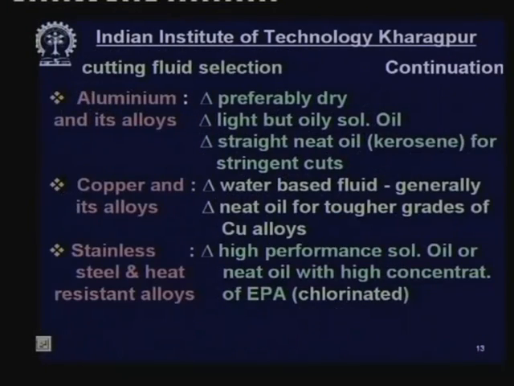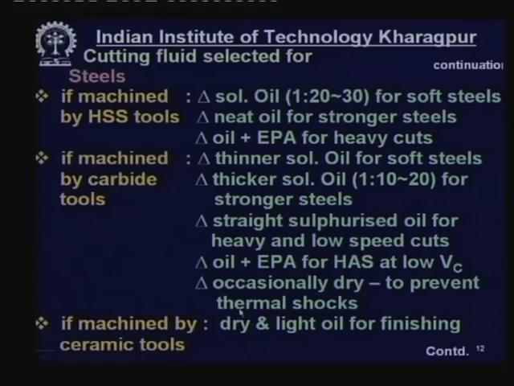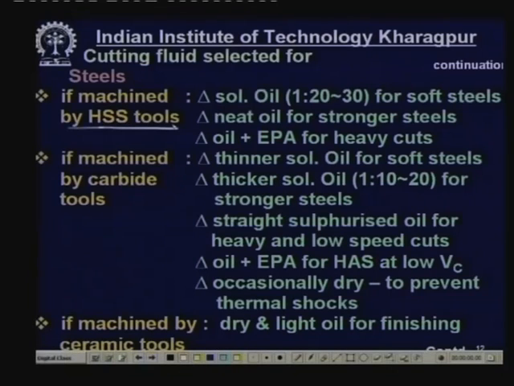For example, say if the mild steel is machined by high speed steel. Now, you know high speed steel cannot withstand high temperature, it machines at low speed. Now, when machined by high speed steel at low speed, medium grade soluble oil has to be used. What is the ratio? 1:20 to 30. 1 part is cutting compound or oil and 20 to 30 parts water.